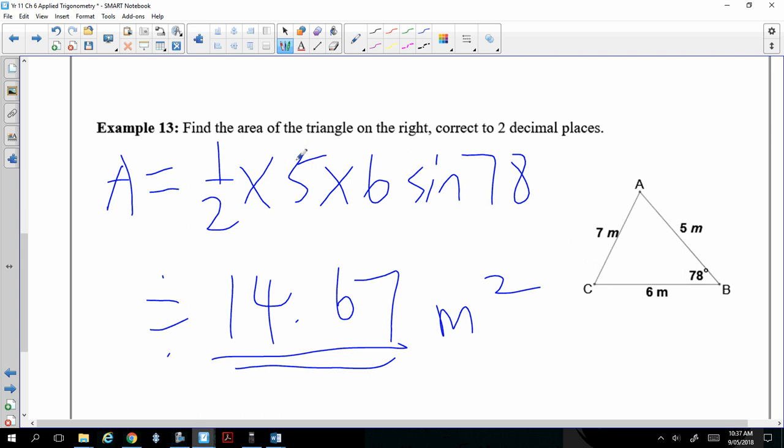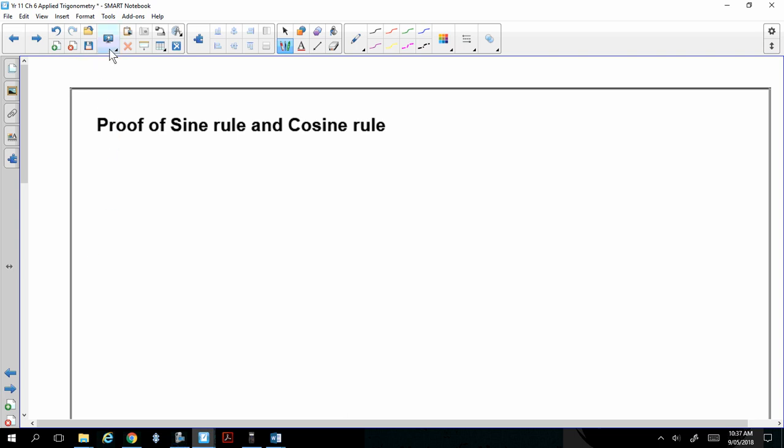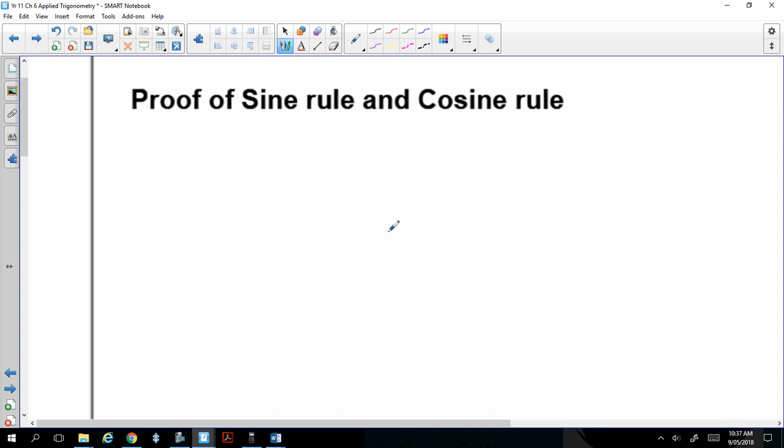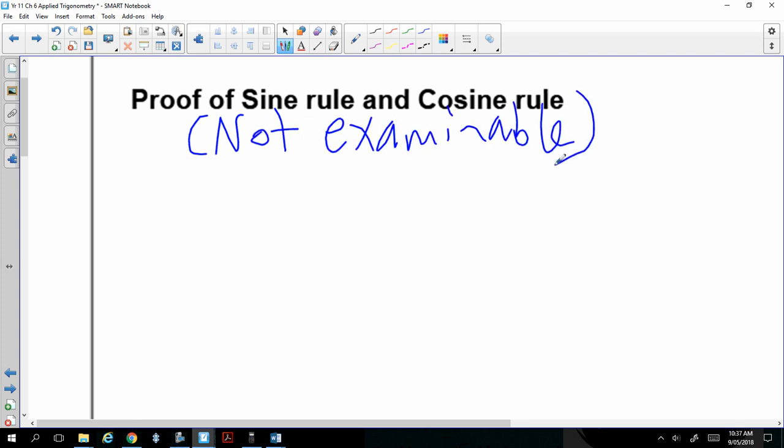Very easy. Now we're going to prove some formulas. Now the proof is not examinable, but I'll just prove it so that you know where all these formulas come from. The teacher might have proved it in year 10, but we're going to prove it now again, or for the first time you see it. The main thing is you need to know how to use the formula. We're first going to prove the area formula because that's easy.